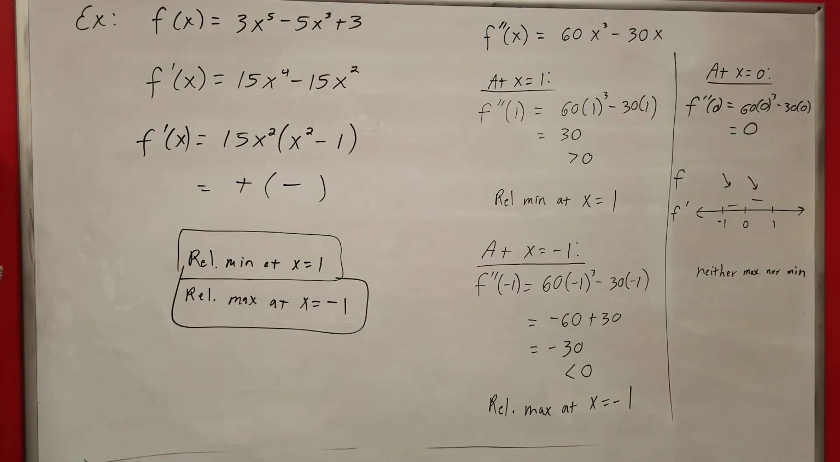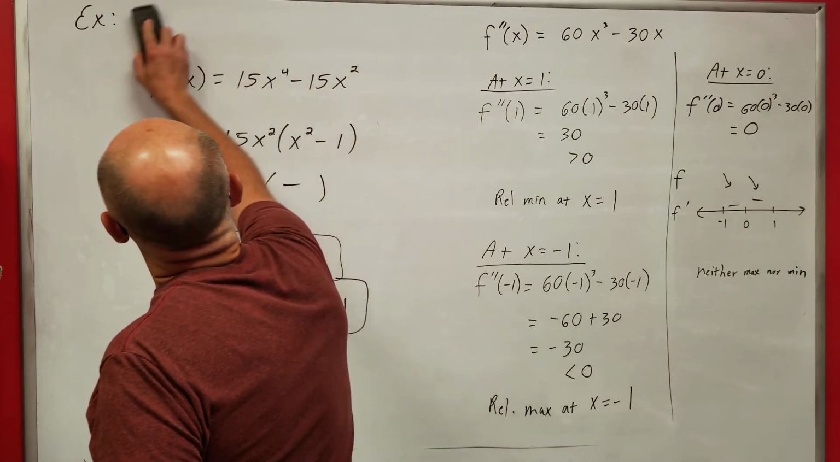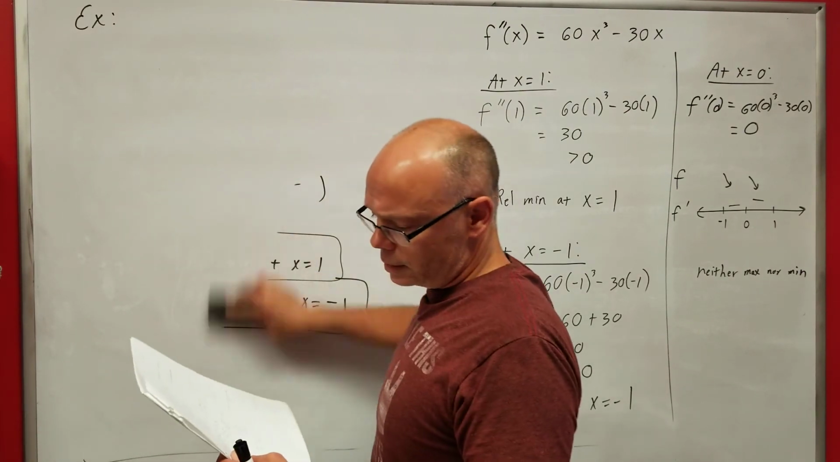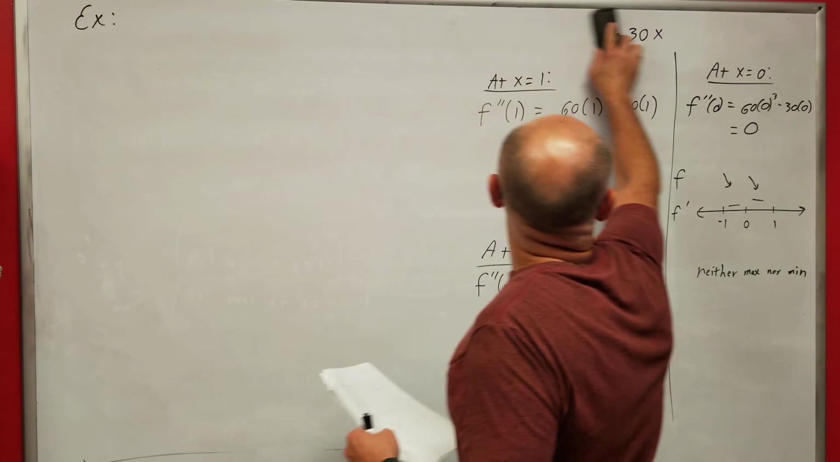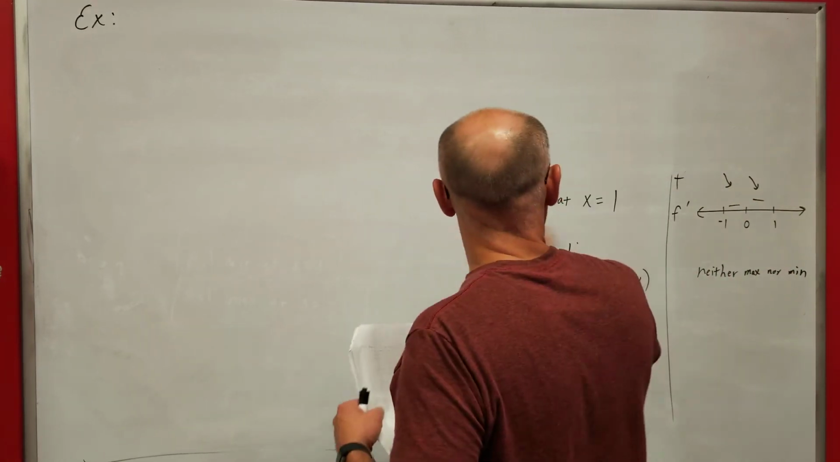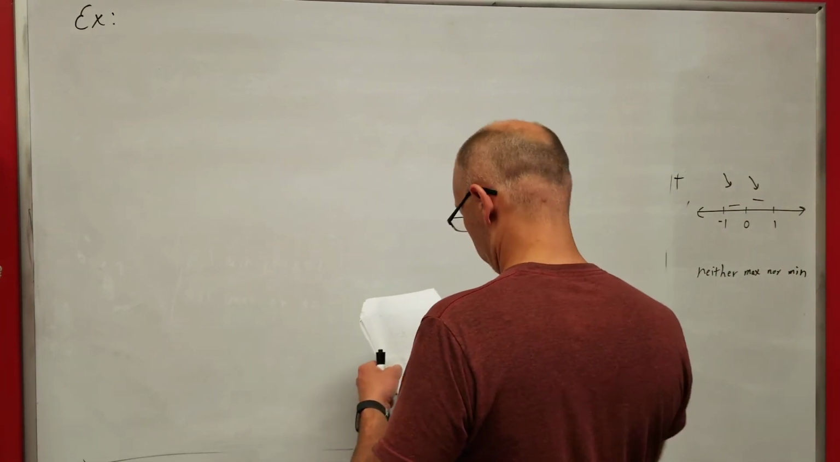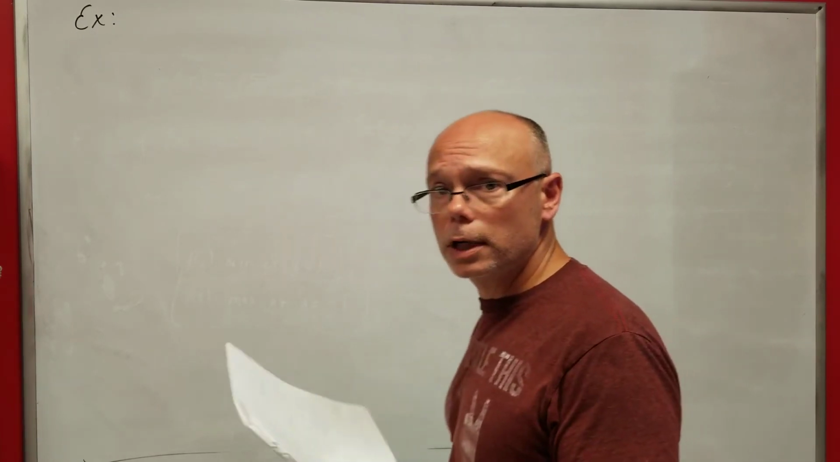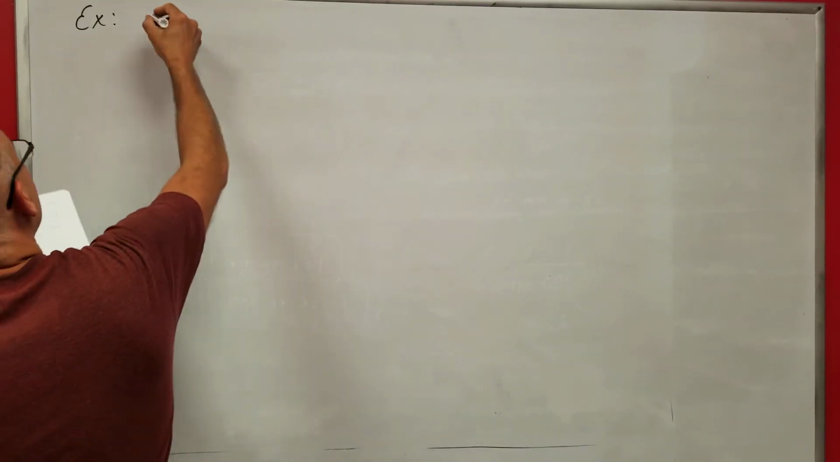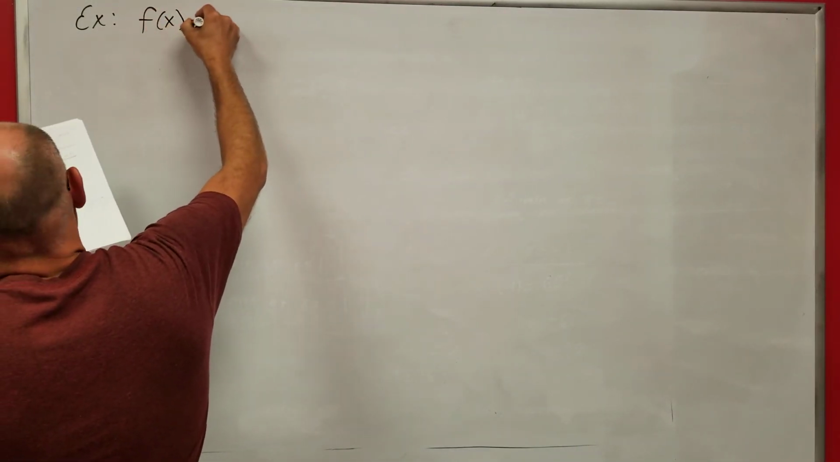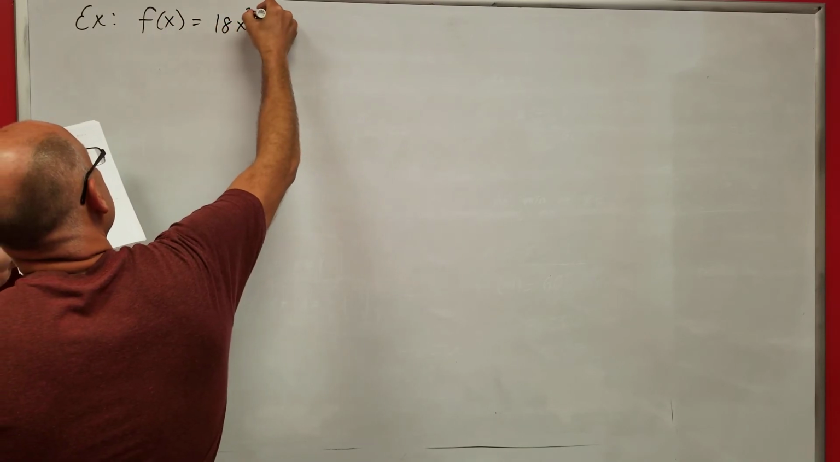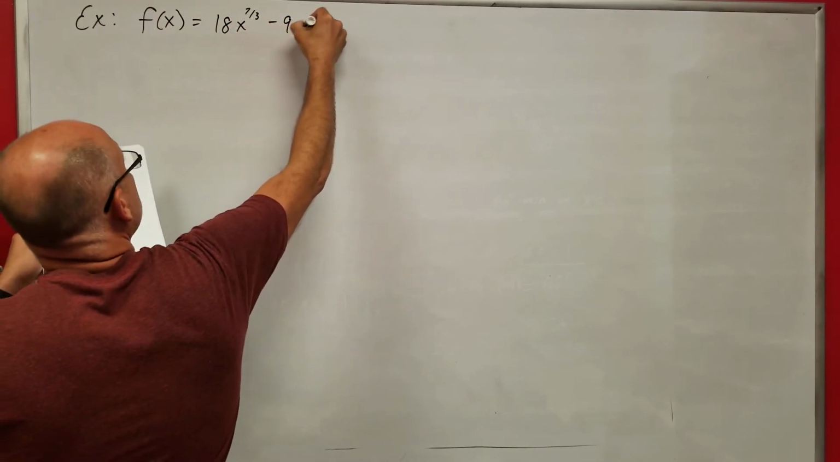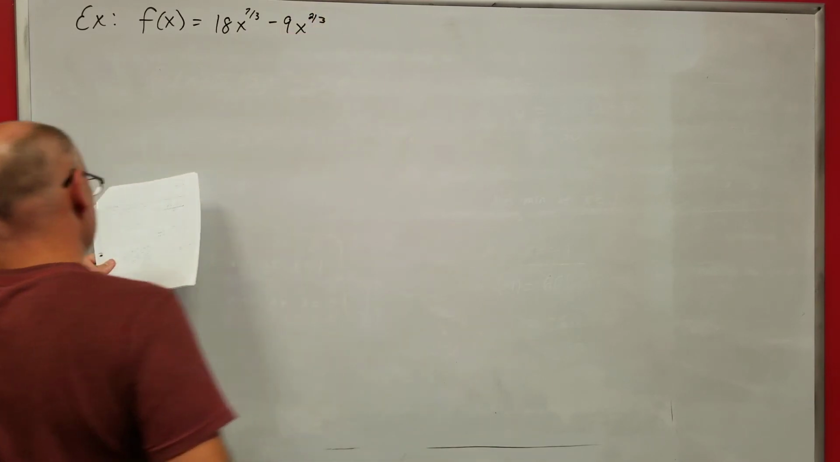All right, let's take a look at this last example. And it reads, use any method to find the relative extrema. Use any method to find the x values of any extrema. So we're only looking for the x values of the extrema here. And we have f of x is equal to 18x to the 7/3 minus 9x to the 2/3.